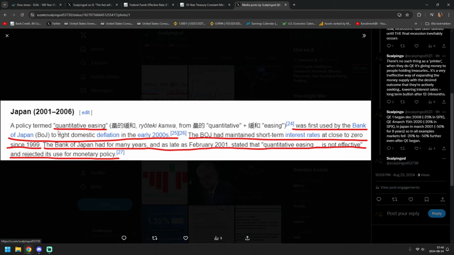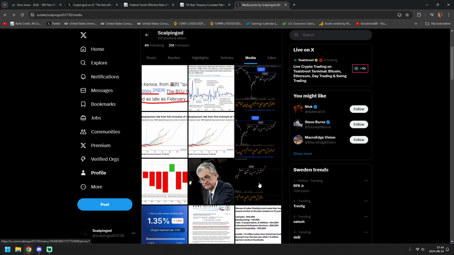And like I said before, quantitative easing was first introduced by the Bank of Japan to fight domestic deflation in the early 2000s. The Bank of Japan had maintained short-term interest rates at close to zero since 1999. The Bank of Japan had for many years, until February 2001, stated that quantitative easing is not effective and rejected its use for monetary policy. Because it's all about who you give the money to, right?